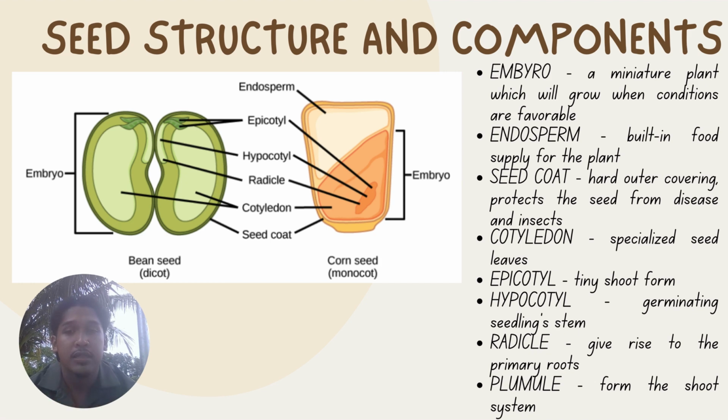Now, let's see the seed structure and component. We have an embryo. Embryo is a miniature plant which will grow when conditions are favorable. Endosperm is a built-in food supply for the plant. Seed coat, a hard outer covering, protects the seed from disease and insects. Cotyledon, specialized seed leaf. Epicotyl, tiny shoot form. Hypocotyl, germinating seedling stem, normally found underneath the seed leaf but above the root. Radicle, gives rise to the primary root of the seedling. Plumule, forms the shoot system of the plant. So that is the seed structure and component and the function of each component for the seed.